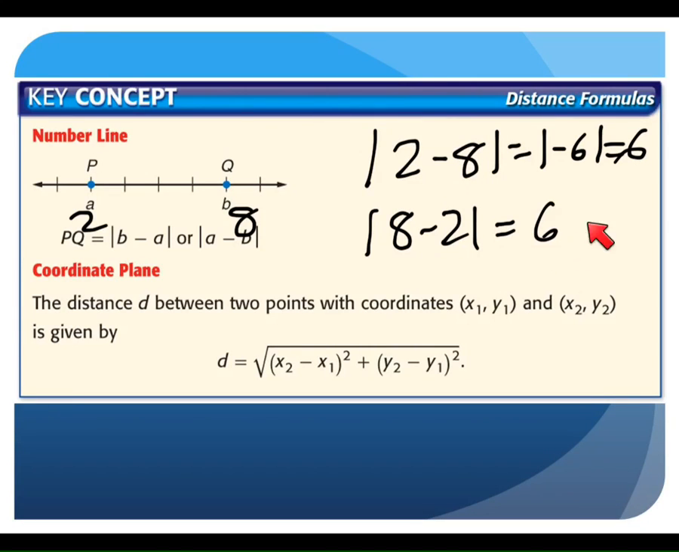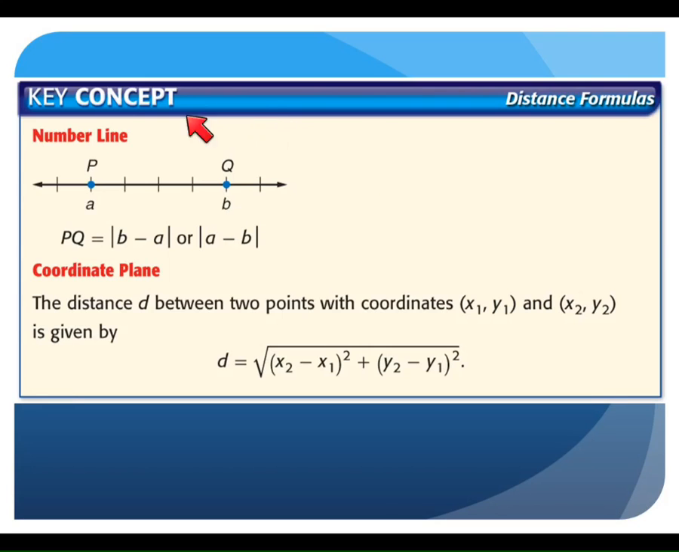So you could do that one of two ways. You could just subtract b from a or a from b, take the absolute value. That gives you the distance on a number line. The distance on a coordinate plane, remember coordinate plane is like an xy axis.